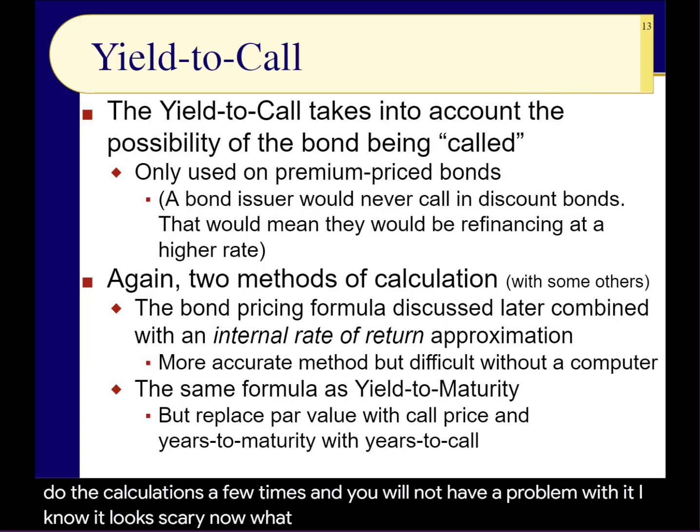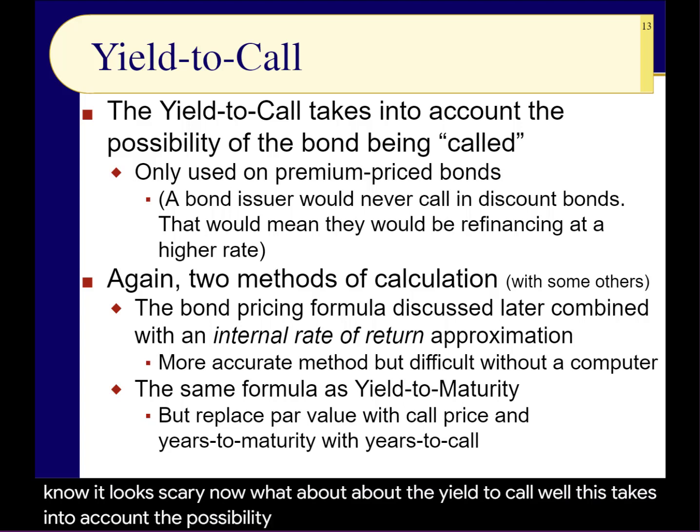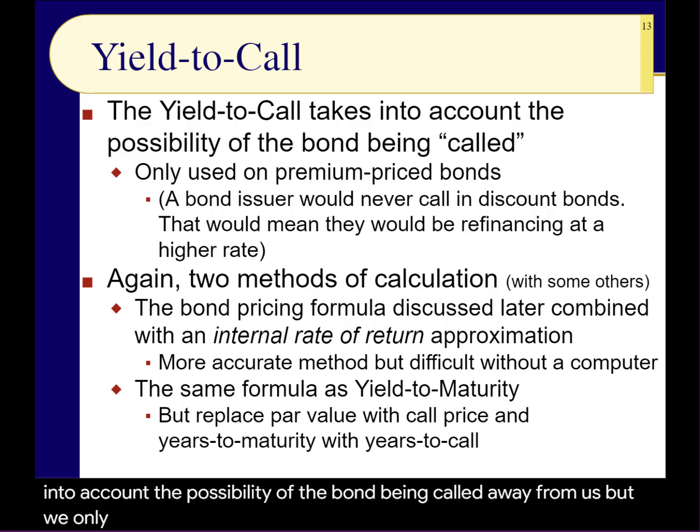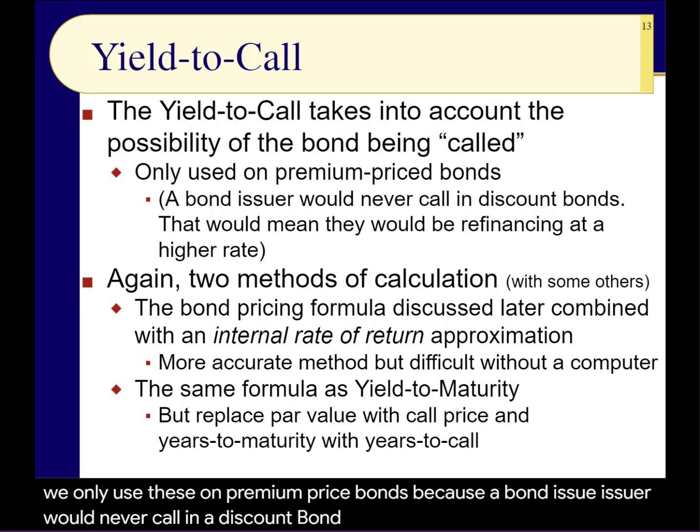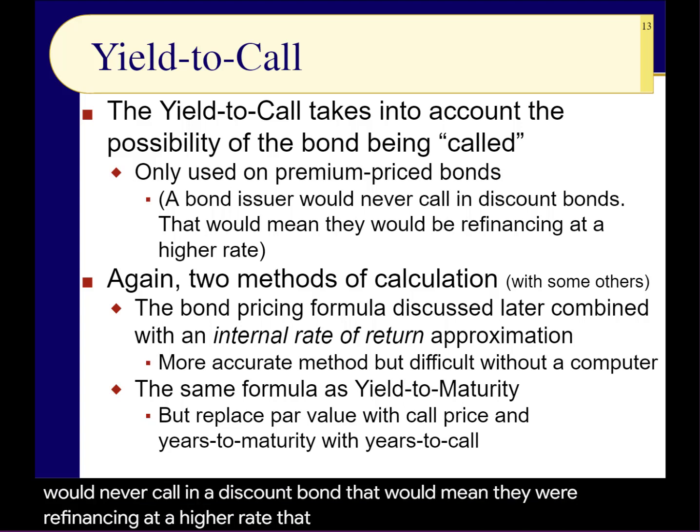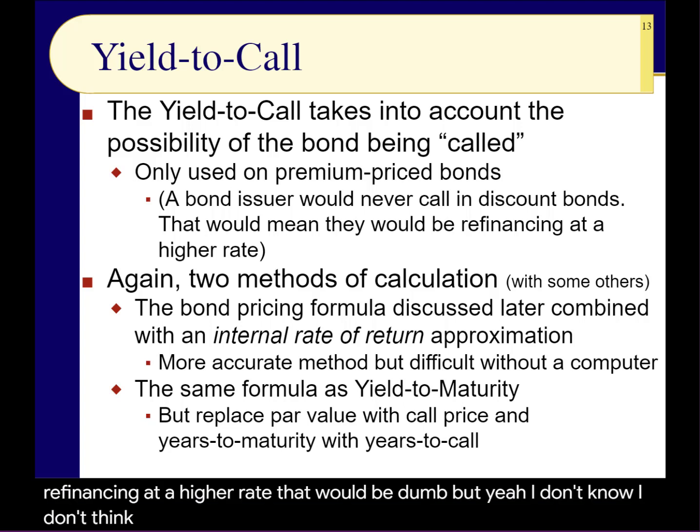Now, what about the yield to call? Well, this takes into account the possibility of the bond being called away from us. But we only use these on premium price bonds because a bond issuer would never call in a discount bond. That would mean they were refinancing at a higher rate. That would be dumb. But I don't know. I don't think anybody's going to do that.